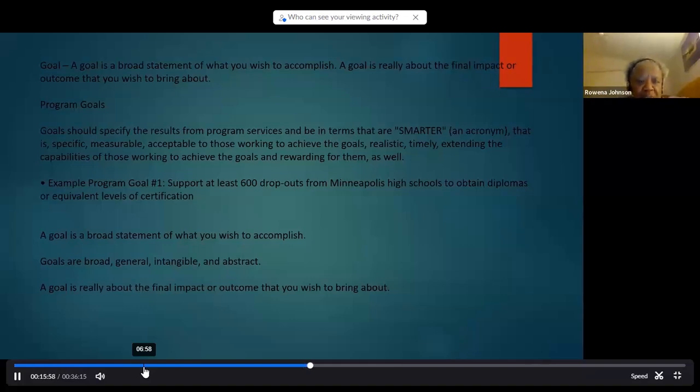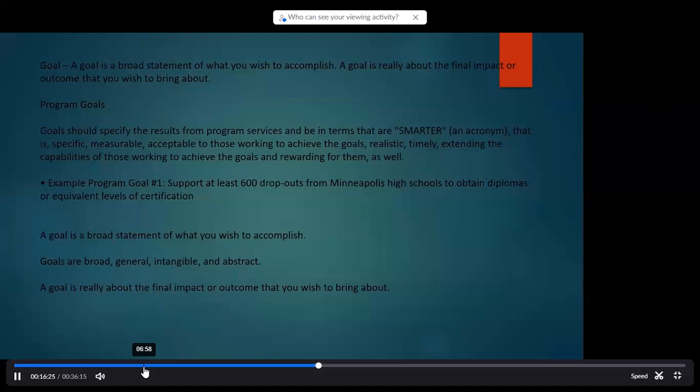Program goals. Goals should specify the results from program services and be in terms that are SMART. Okay, that is specific, measurable, acceptable to those working to achieve the goals, realistic, timely, extending the capacities of those working to achieve the goals and rewarding for them as well. Example, program one goal, support at least 600 dropouts. Okay, now I have some of that done. Good. See, a program goal begins to give more picture. What does it do? It tells how many, it tells what, and it tells what you plan to find.